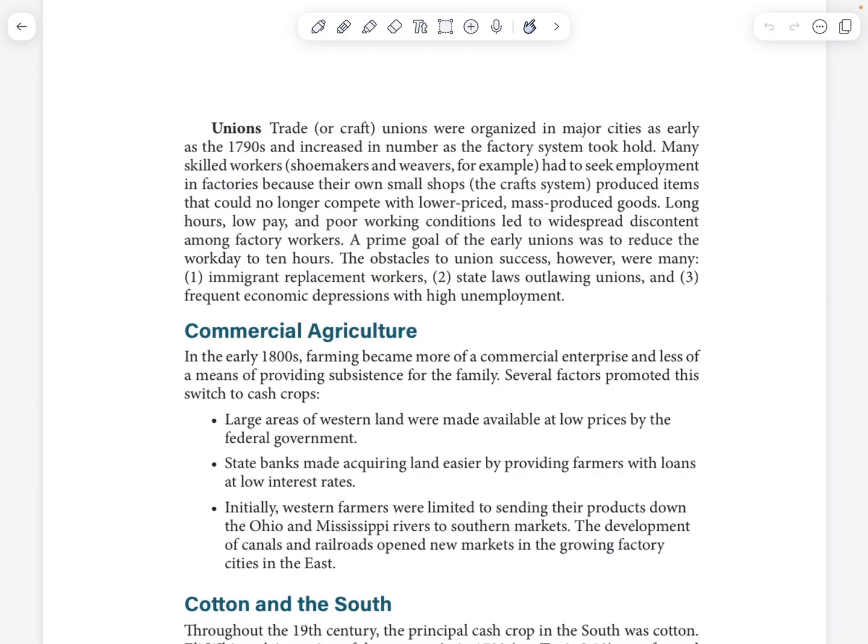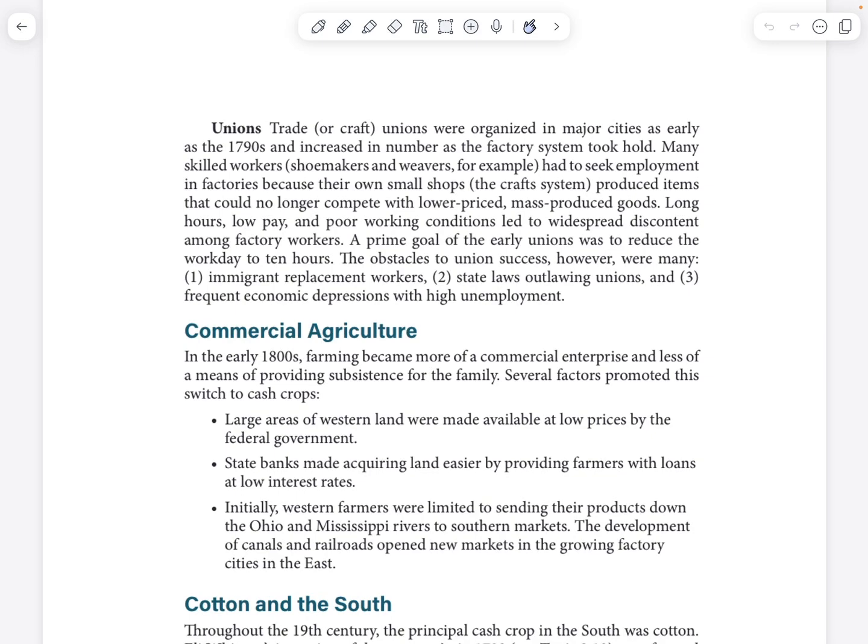Commercial agriculture. In the early 1800s, farming became more of a commercial enterprise and less of a means of providing subsistence for the family. Several factors promoted this switch to cash crops.